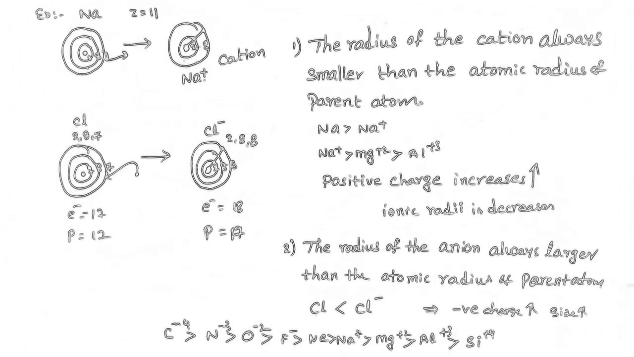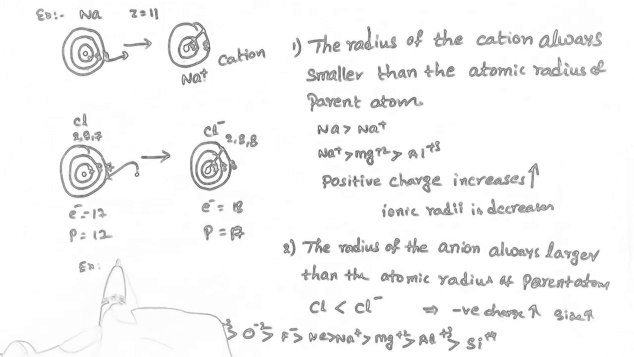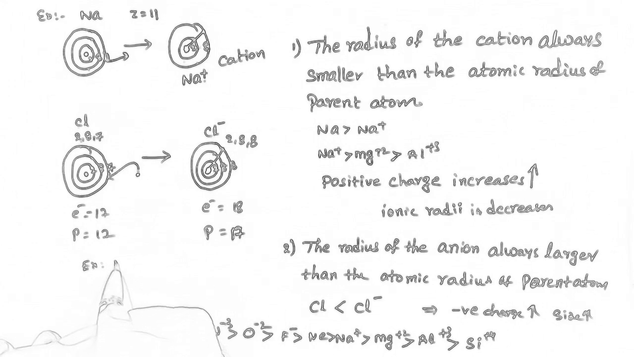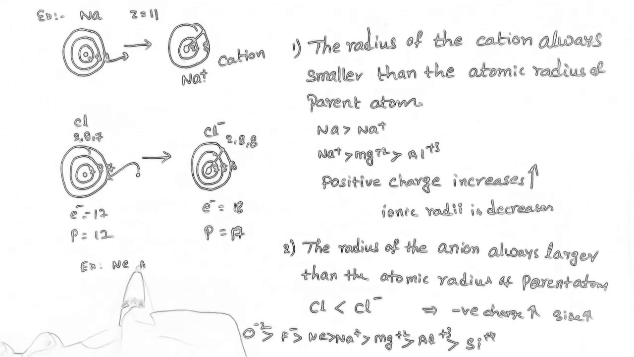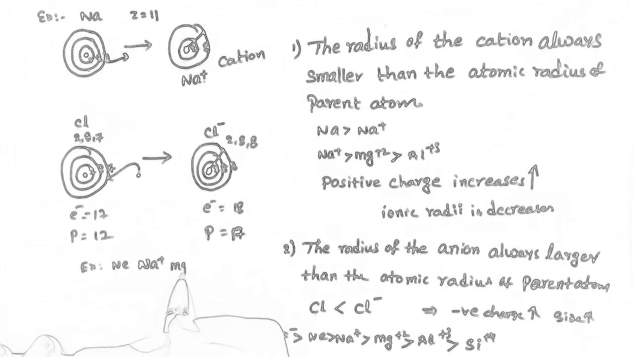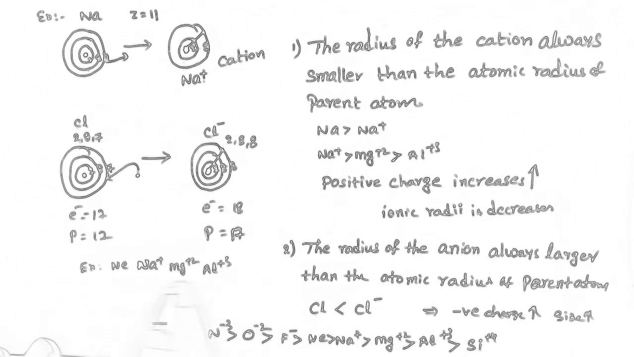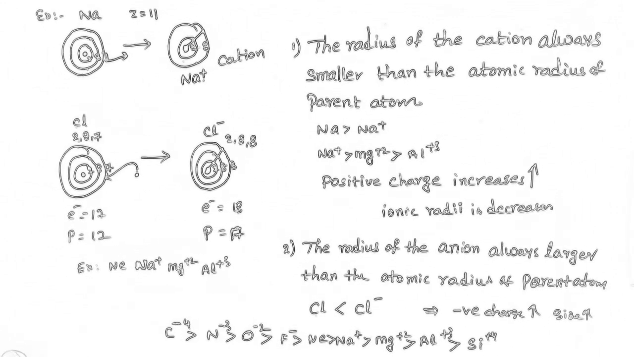Understand now? This is a very, very important concept. They will give some example. I will give another example. If you are given neon, Na plus, Mg plus 2, Al plus 3, all are isoelectronic species. Which one has the largest size?